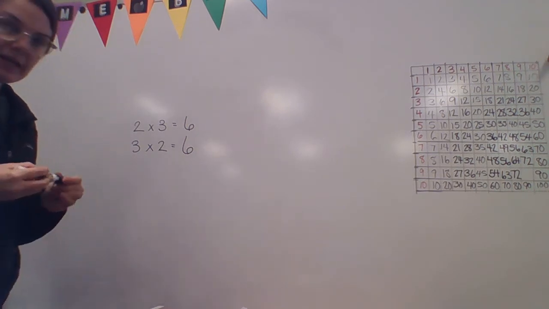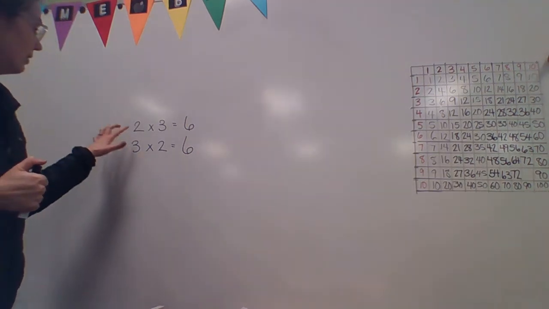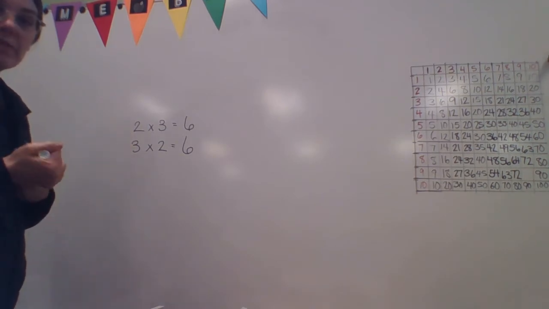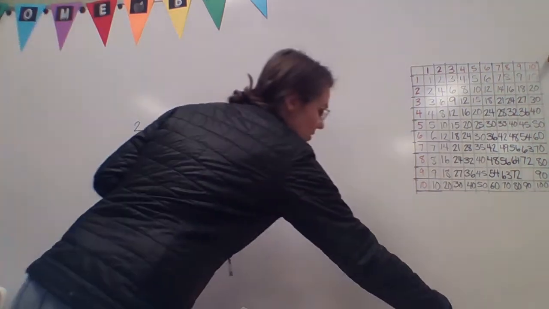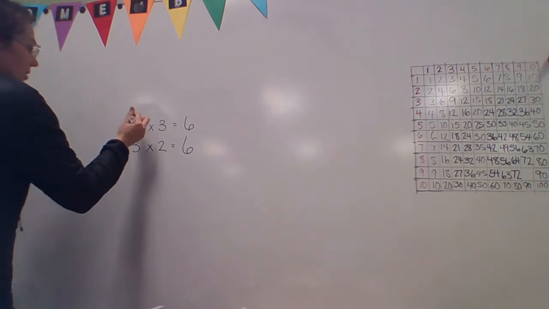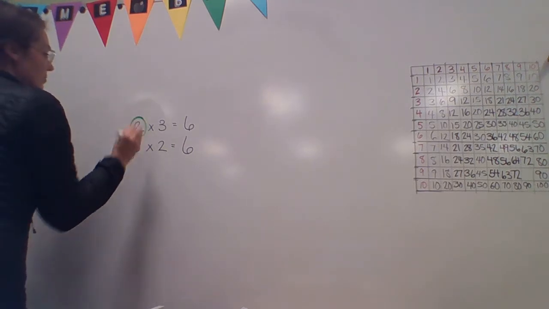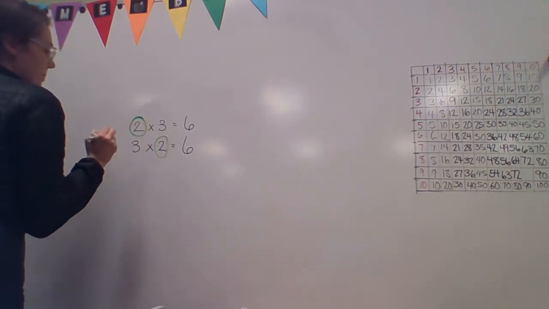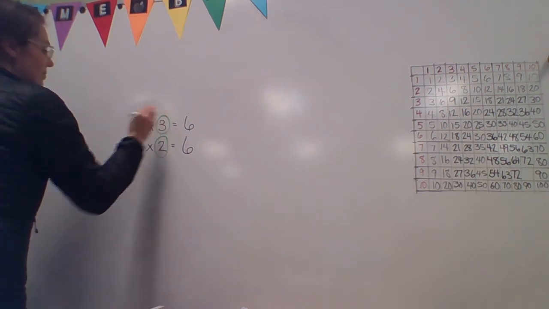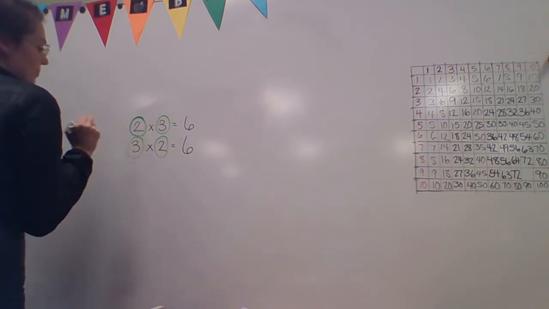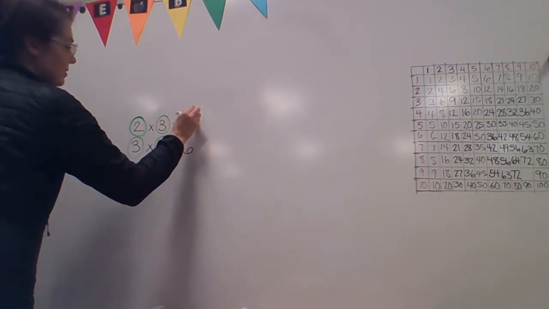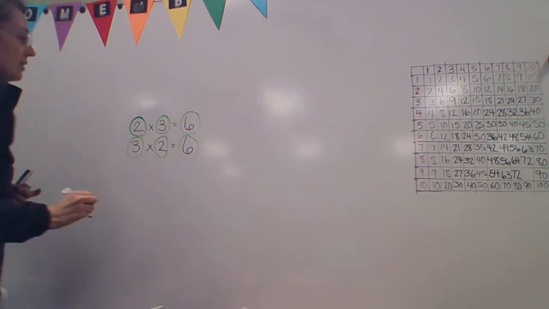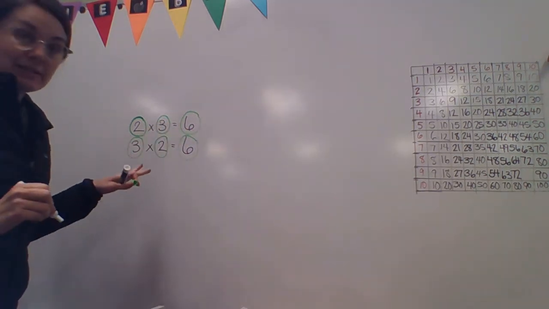Now, how are they alike? Well, they're alike in that they all use the same numbers, right? I'm going to actually switch to a different color of marker here to show this better. I have a 2 here, and I have a 2 here. I have a 3 here, and I have a 3 here. I have a 6 here, and I have a 6 here. So they are all using the same digits.